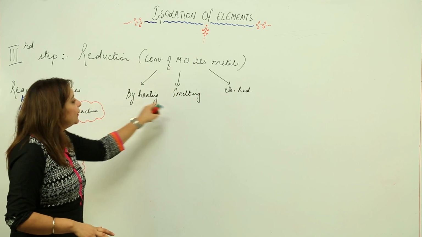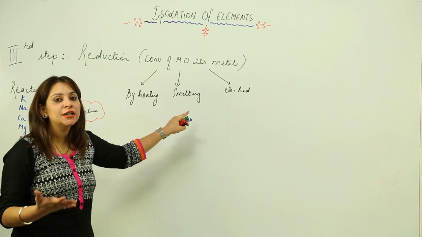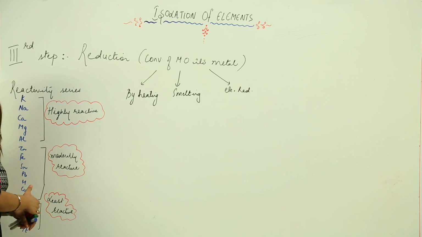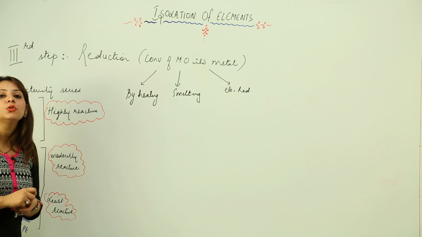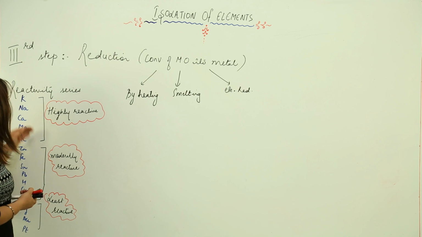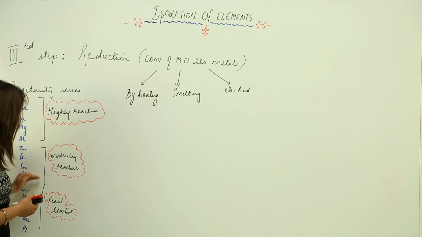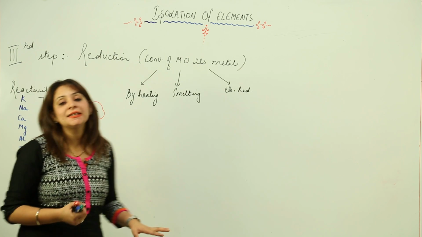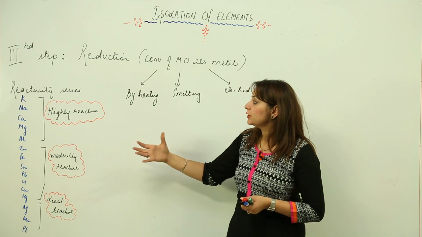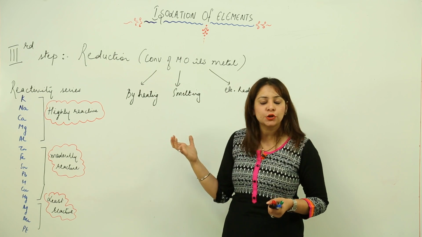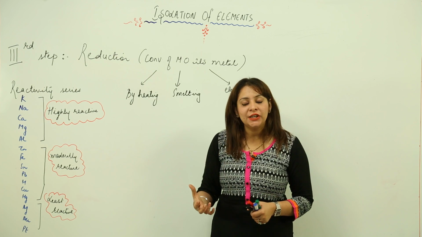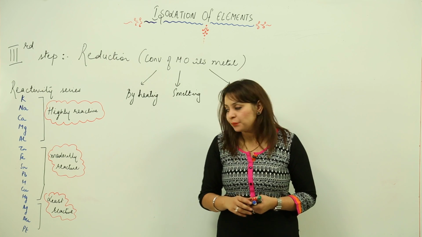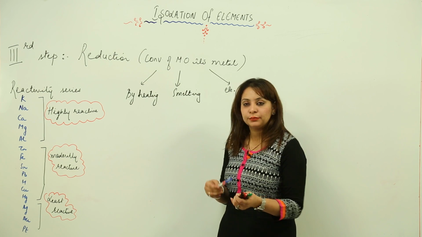Out of these methods, which method is to be chosen or which is not to be opted depends upon the reactivity series. As you all know, we have the reactivity series in which the metals are arranged according to their decreasing reactivities. These are the highly reactive metals, these are the moderately reactive metals, and these are the least reactive metals. So accordingly we will select a method, whether we have to reduce it with heating or smelting or electrolytic reduction. We'll look for its place in the reactivity series, and then we'll select a method. So let's start one by one.